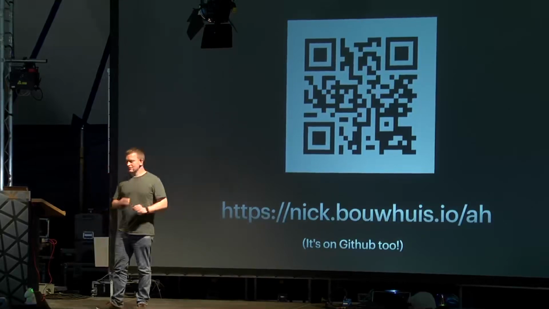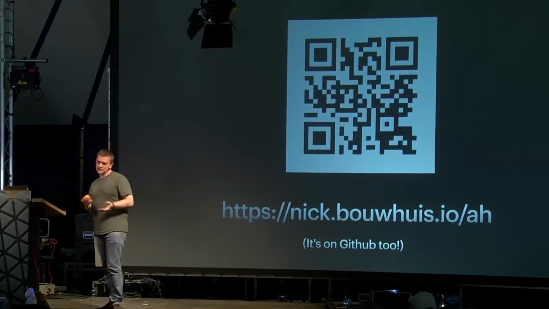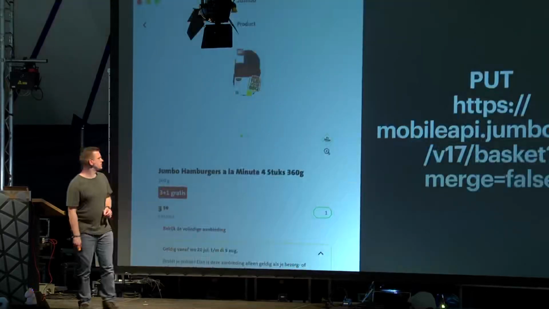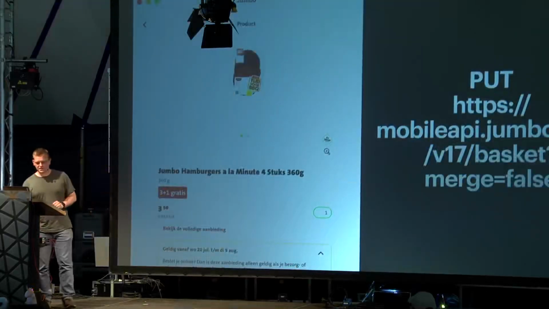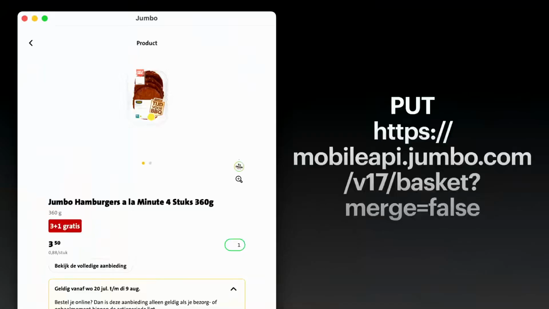Like I said, the Albert Heijn is not unique in this. A lot of apps work this way. This is an example for the Jumbo. When I click on the plus to add these delicious hamburgers à la minute, it just sends a PUT request to this URL. And the funny thing is, I'm not even authenticated here. I just downloaded the app and clicked the plus button, and I saw this in the app. So that means that Jumbo is still tracking users that haven't created an account yet. It's quite interesting.